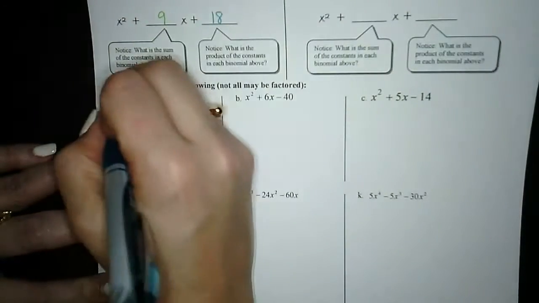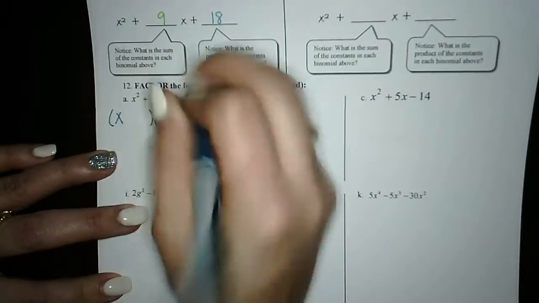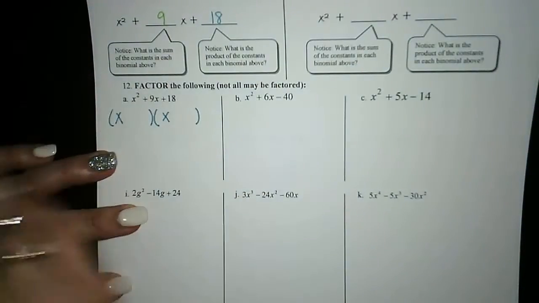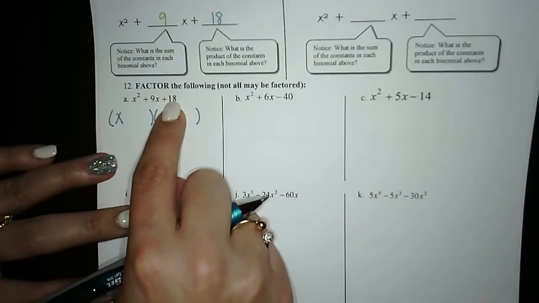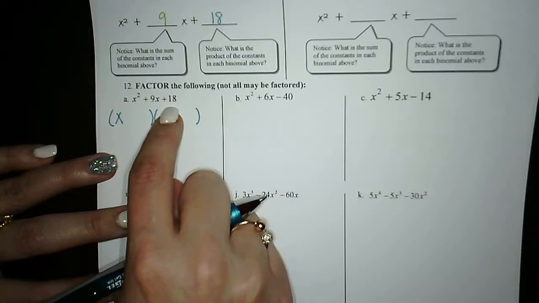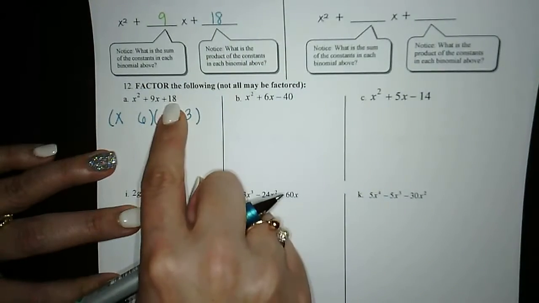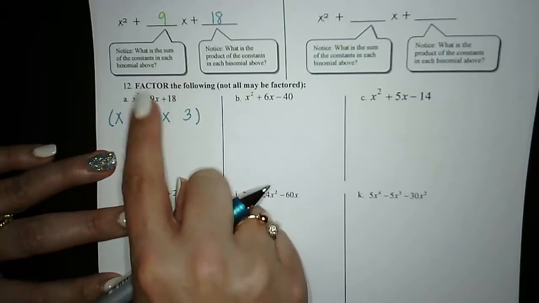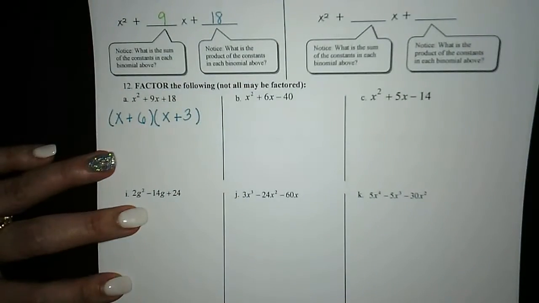I take my variable, I'm going to split it up. I know x times x gives me x squared. Easy peasy. Now think of what are the factors of 18 that multiply to give you 18 and add to give you 9. And it's 6 and 3. 6 times 3 is 18. 6 plus 3 is 9. So this is this expression in factored form.